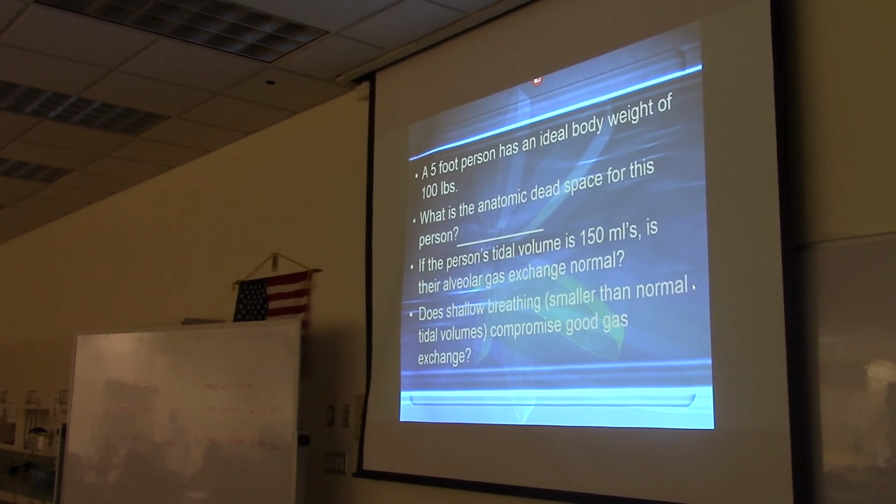All right, so let's apply that information a little bit so you get an understanding of the importance. A 5-foot person has an ideal body weight of 100 pounds. What is the anatomic dead space for this person? 100 mLs. The weight times 1, so 100 times 1 is 100. So the dead space is 100 mLs.